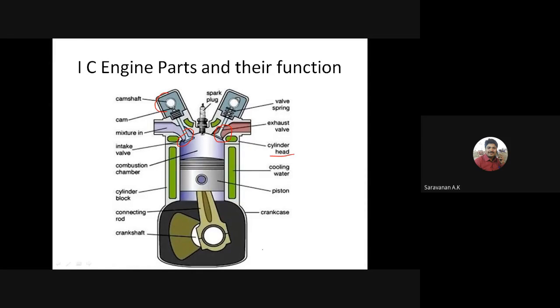Okay, right. So the cylinder head will consist of the inlet valve and exhaust valve, and the inlet valve and exhaust valve will be operated by the camshaft and the cam, and the ignition system, that is a spark ignition or a fuel injector, right? So these are in the category of the cylinder head. These are the engine components, these are engine parts.